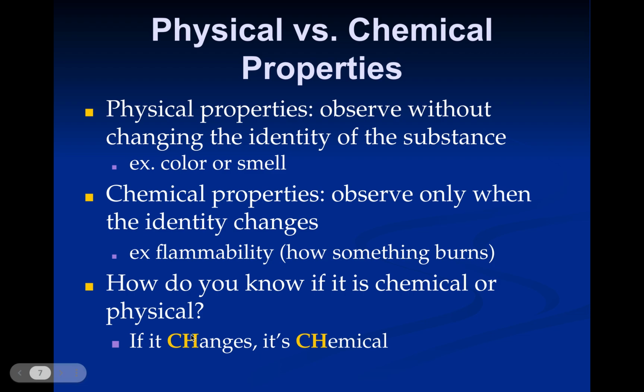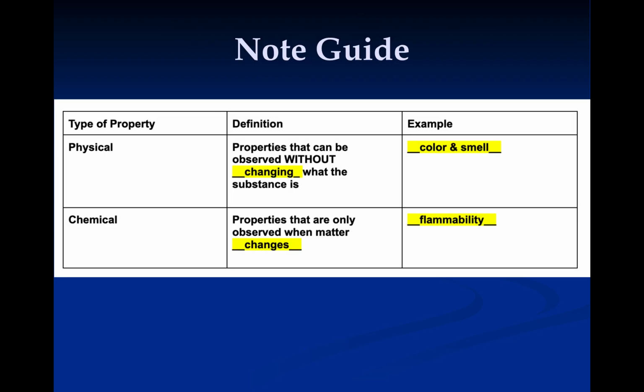And look at the bottom here. To remember it, chemical starts with CH. Change starts with CH. So chemical change. It has to change if it's a chemical property. If it's something you can just observe and see it or taste it or smell it, it's a physical property. Go ahead, press pause while you put this in your notes.